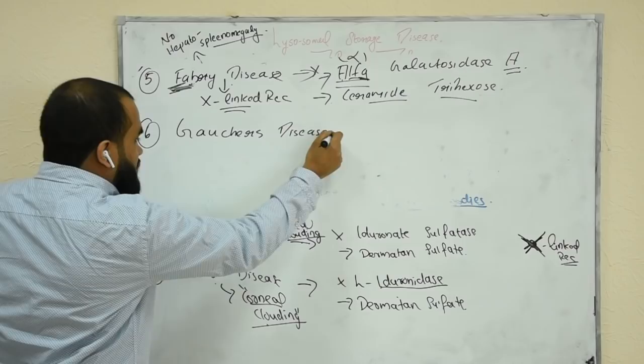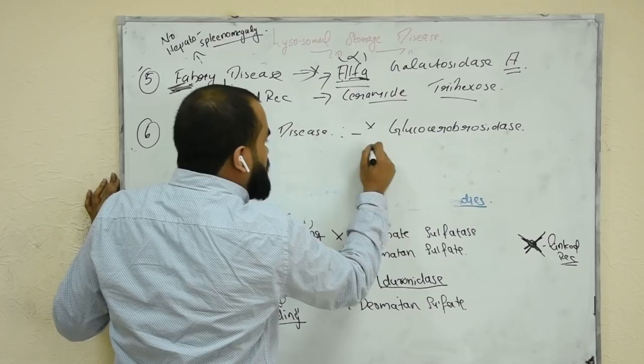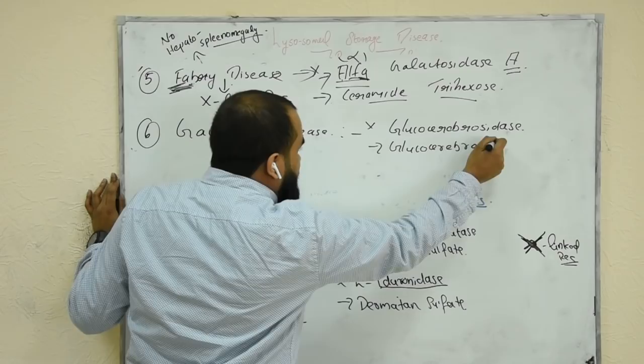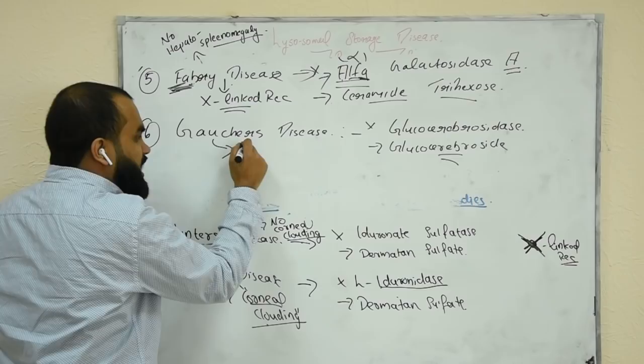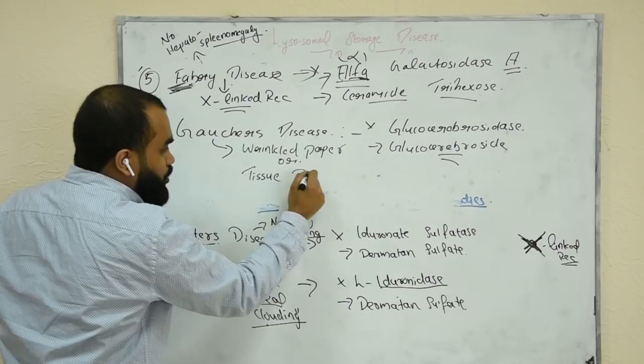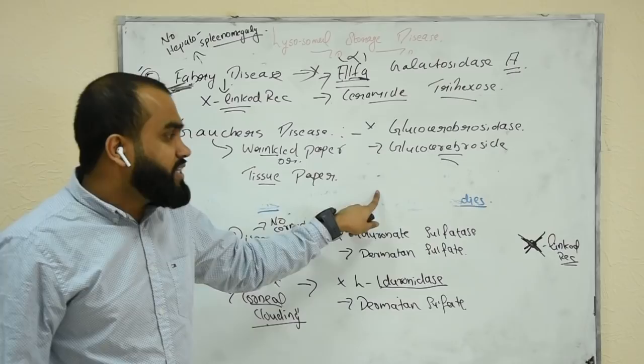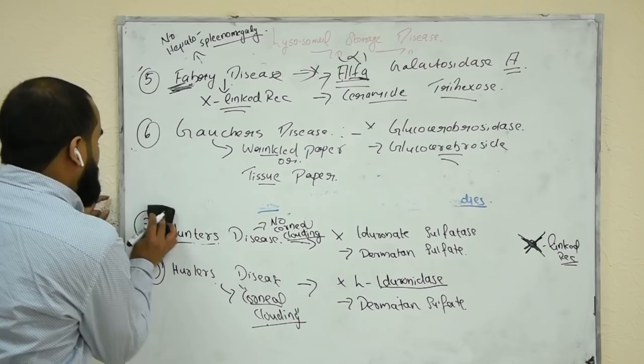Here the enzyme deficiency is glucocerebrosidase. So what is accumulated? Glucocerebroside will be accumulated. What will they give in the question? Here histologically they will have an appearance called wrinkled paper appearance. Or they will give you in the question tissue paper appearance. So when you see this in the question, think about Gaucher's disease. This is autosomal recessive. What is the enzyme? Glucocerebrosidase deficiency. What is accumulated? Glucocerebroside.